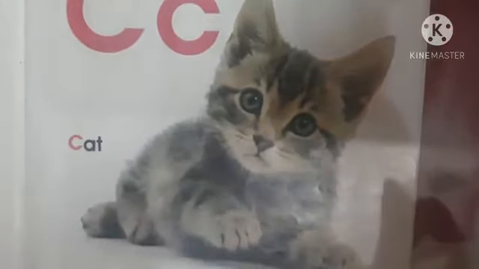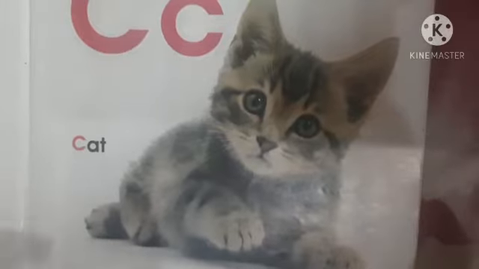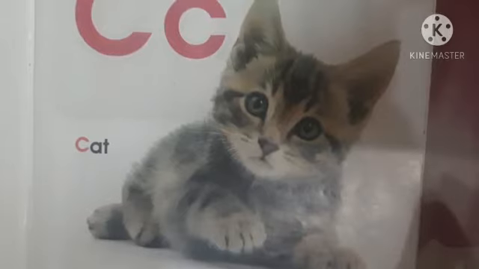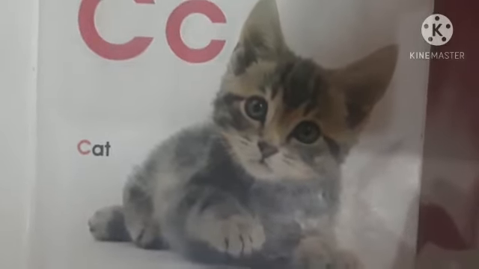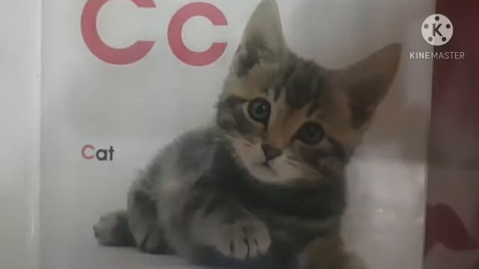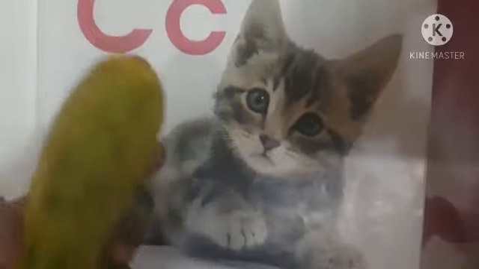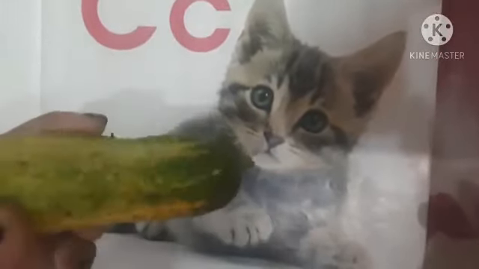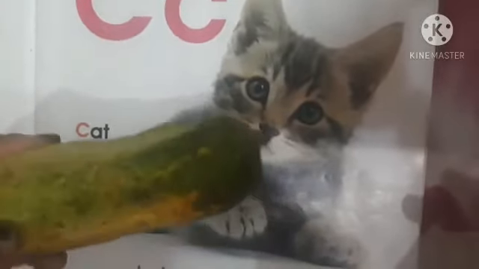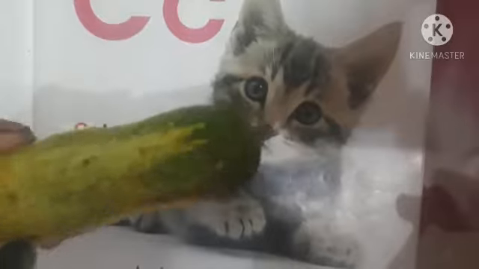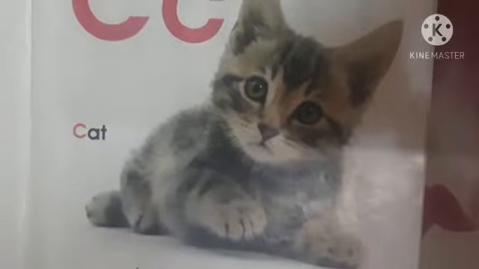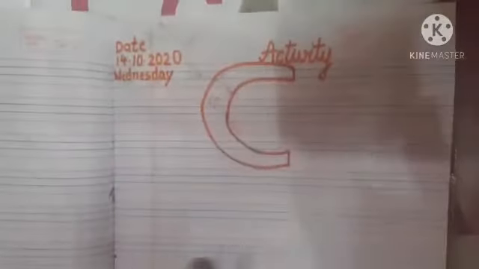Now, one festival came, Diwali, na? So all of you burn crackers and blow candles. Candles jalate ho na? Yes. What is this? Cucumber. Cucumber. Kheere ko kya bolte hain? Cucumber. What will you say? Cucumber. Cucumber.